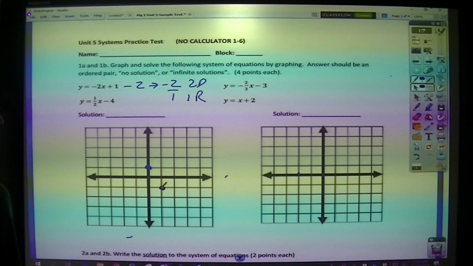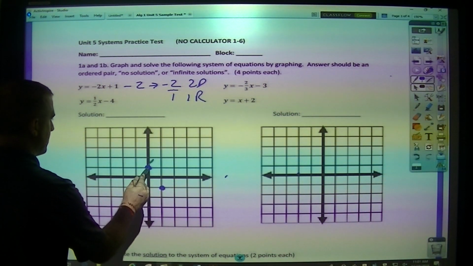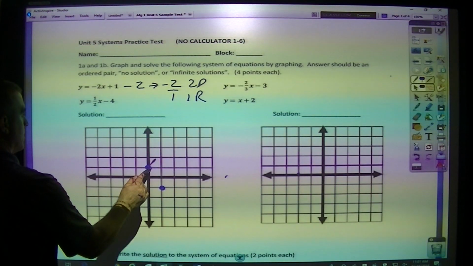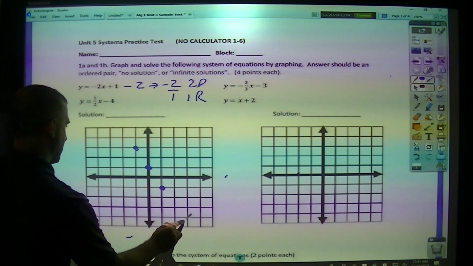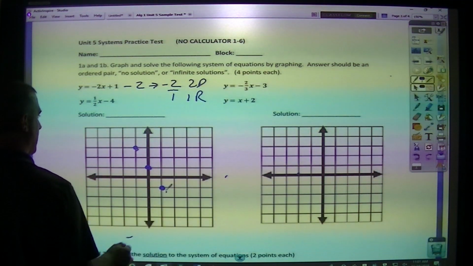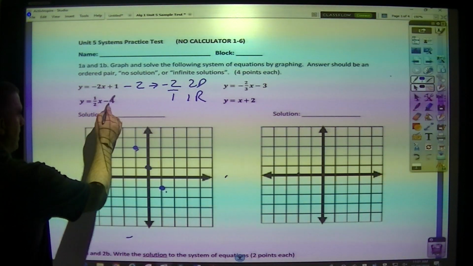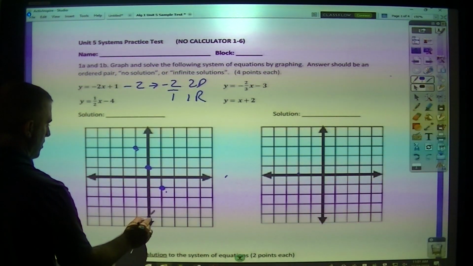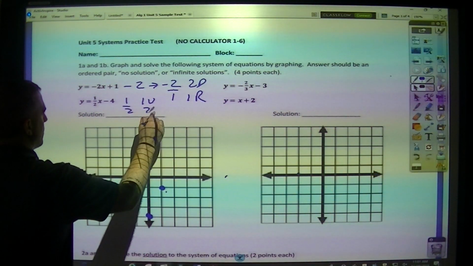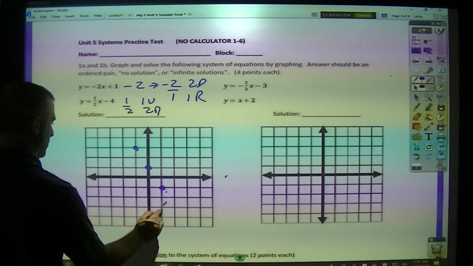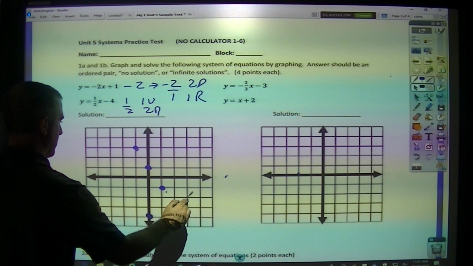I may need to graph some additional points, so I'd go 2 up, 1 left. Just make sure it's a straight line. We'll finish this off in a second. This will be -4. I'd start at -4. 1 over 2 means 1 up, 2 right. 1 up, 2 right, 1 up, 2 right.